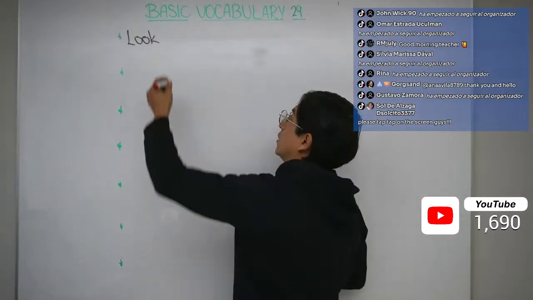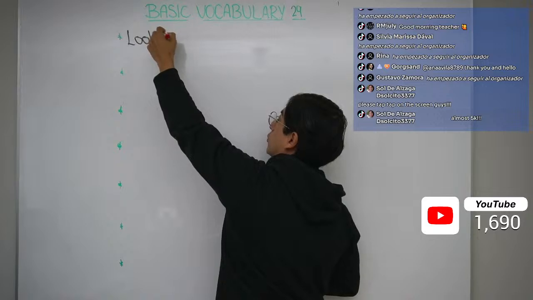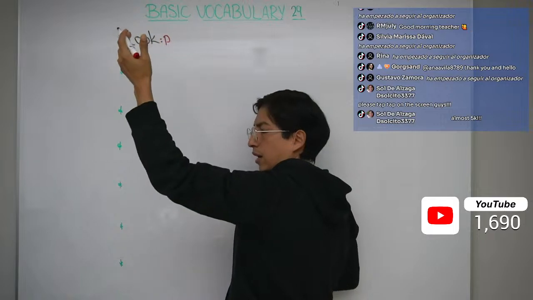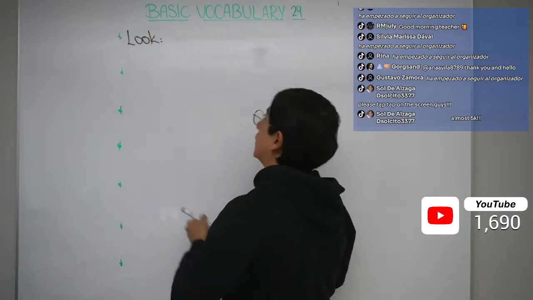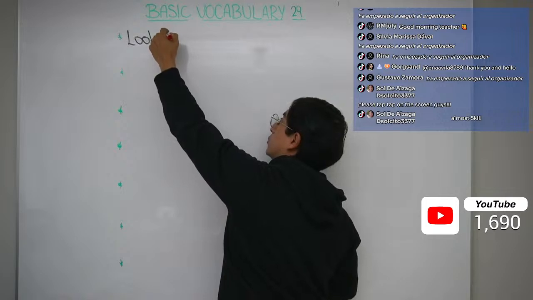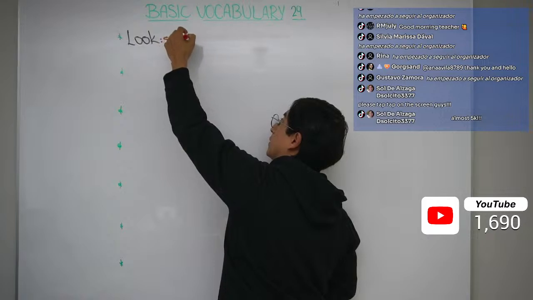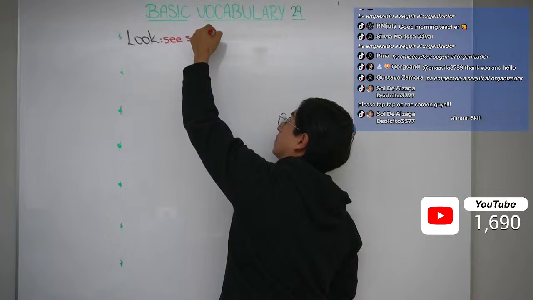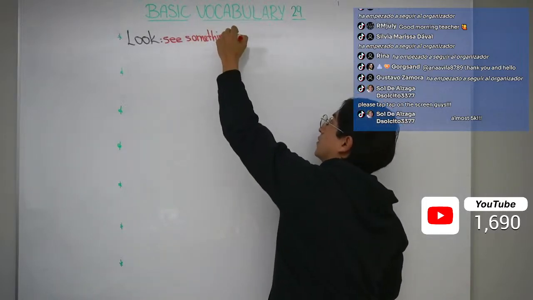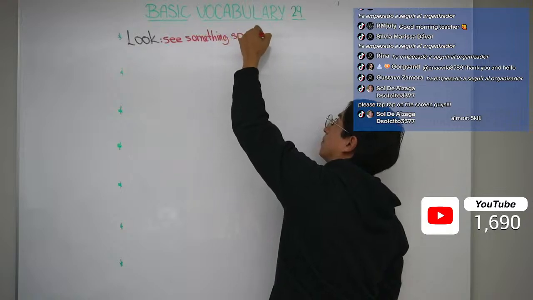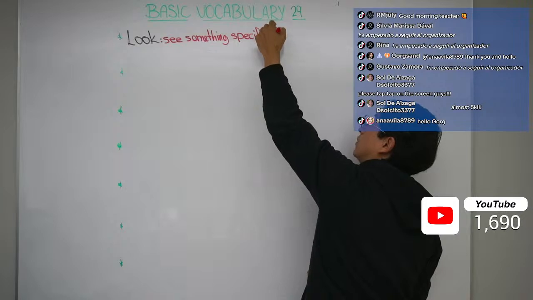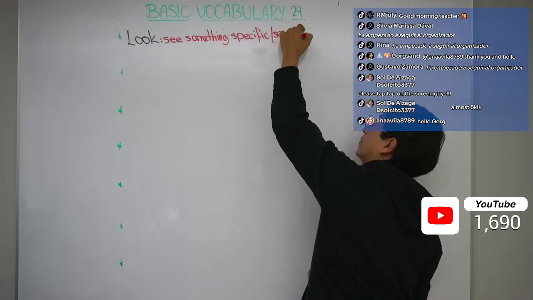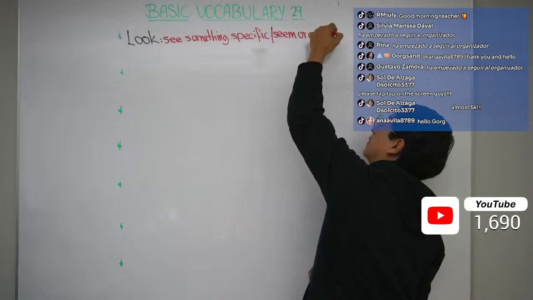Okay. Number 1, to put your eyes, so direct your eyes. Okay, I'm going to write it here. To see something. Okay, to see something specific. Okay, this is the first meaning. Now it has a second meaning. To appear or seem, no, seem or appear.